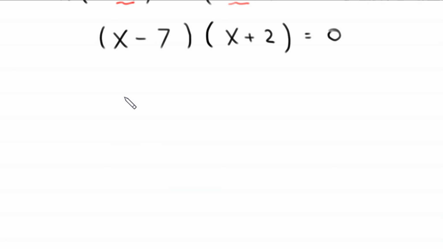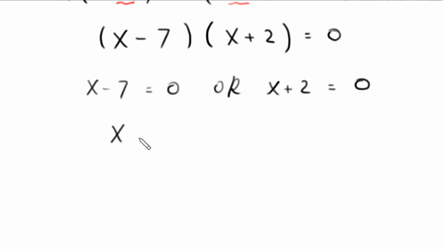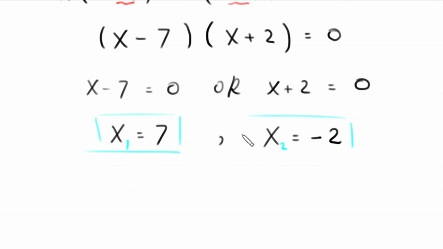Now using zero product rule, either this expression x minus 7 equal to 0 or this second factor x plus 2 equal to 0. From this equation we get the value of x equal to 7, and from this equation we get the value of x equal to negative 2. So we have two solutions for this equation. The first one is 7, and the second one is negative 2.